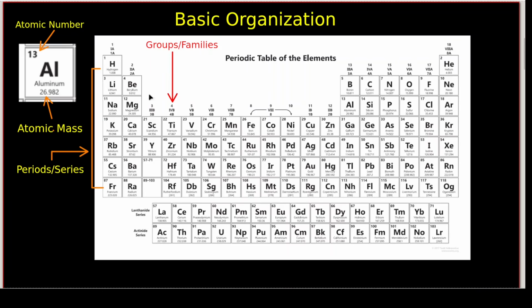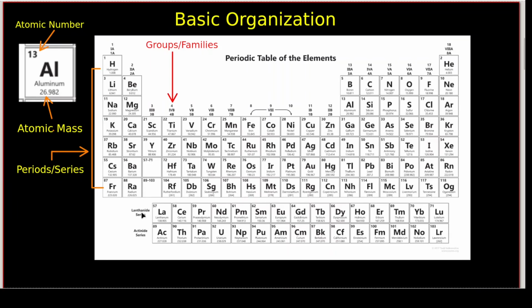Each row is called a series or period. So the horizontal rows will be numbered 1 through 7. So it'll be 1, 2, 3, 4, 5, 6, and 7. The columns are called groups or families. So elements in a group have similar chemical properties.